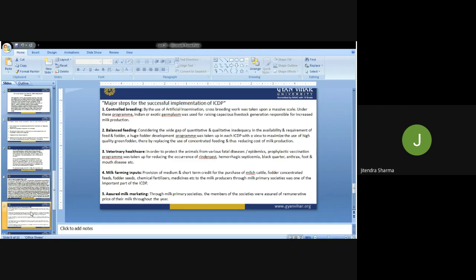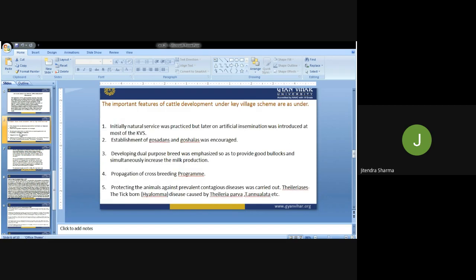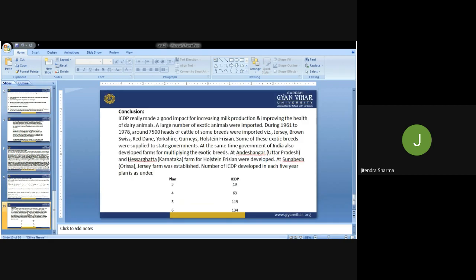Now, the major steps for success. What are the steps they have taken? Controlled breeding was there, balanced feeding was there, veterinary healthcare assistance was there, milk farming inputs were there, and assured milk marketing. Whatever comes out from the animals, ultimately the market is also provided by the ICDP agency. So these are the few important things. The conclusion is that ICDP really made a good impact on increasing milk production and improving the health of dairy animals.